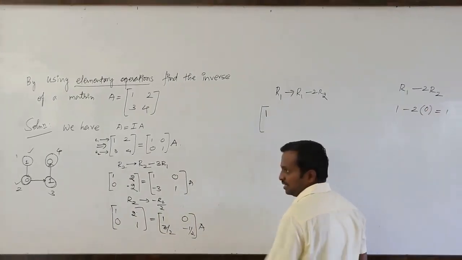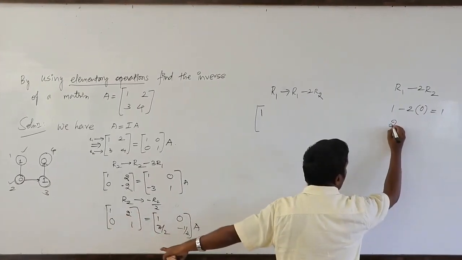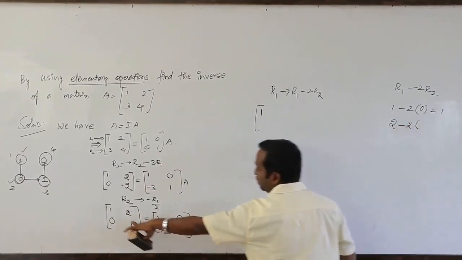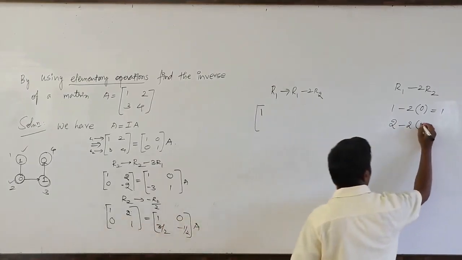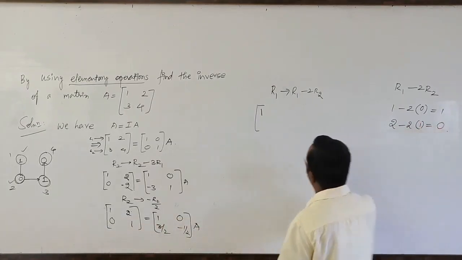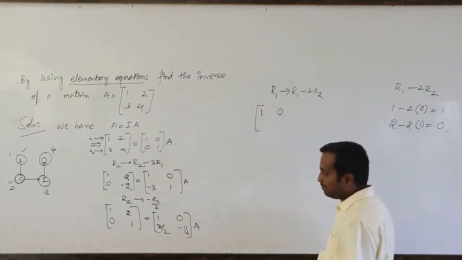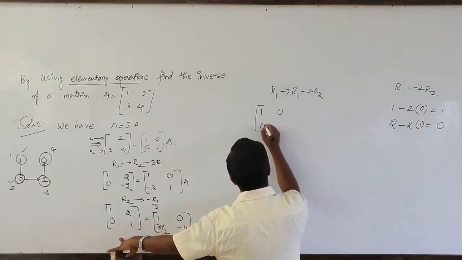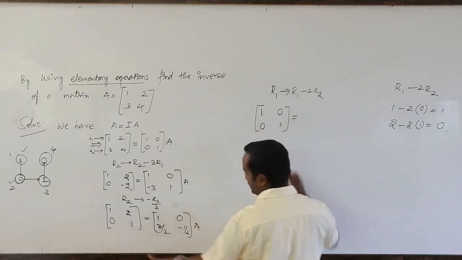This 1. This is a 2. R1 is 2 minus 2R2. Below that it is 1. So 2 minus 2 becomes 0. This element is 0. And next, R2 not changed, keep as it is.